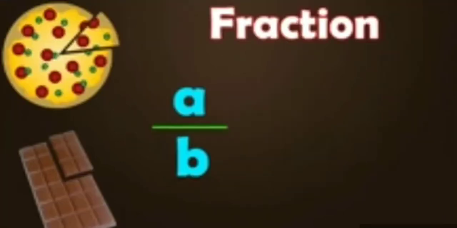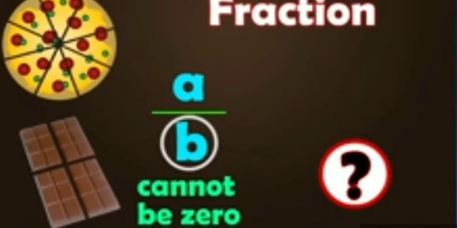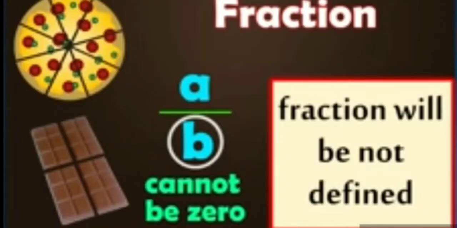It is written in the form of a upon b, where a and b are integers. In a fraction, the denominator is not equal to 0, and if the denominator is equal to 0, it's not called a fraction. Let's see some representations of fractions.